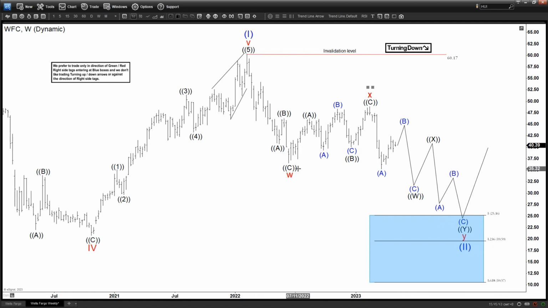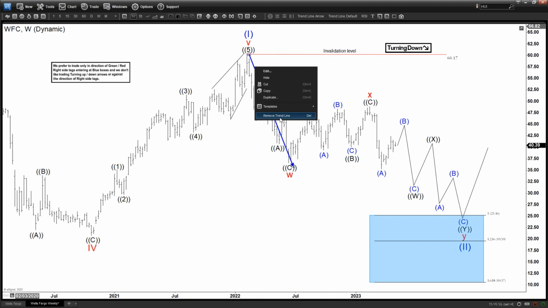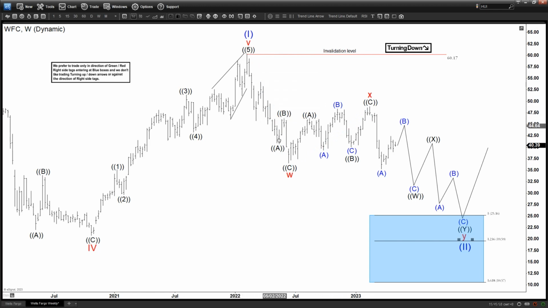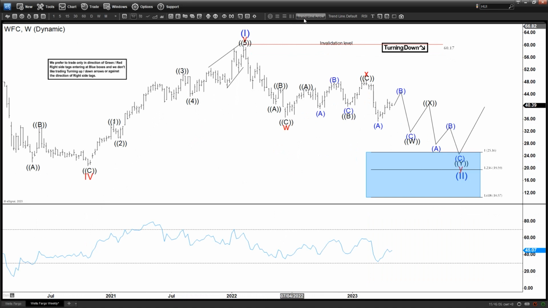You can see right here in the structure of the pullback, you can clearly see we got a lower low here. This one is your connector, right? So we got this move down, and then you got a connector here. Now this one, at a glance, looks like 5 waves, but then there is no divergence right here. When you go to the lower time frame, let's say the weekly, you can see there is no divergence here. So that usually signals that it is not wave 5 when there is no divergence in the momentum.